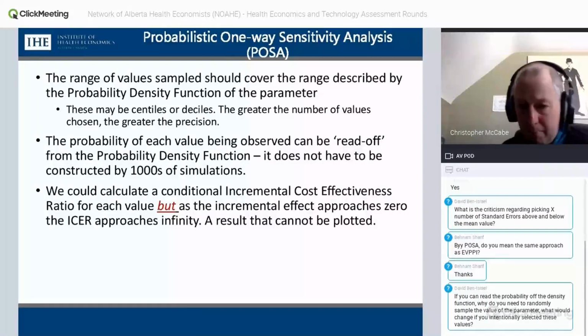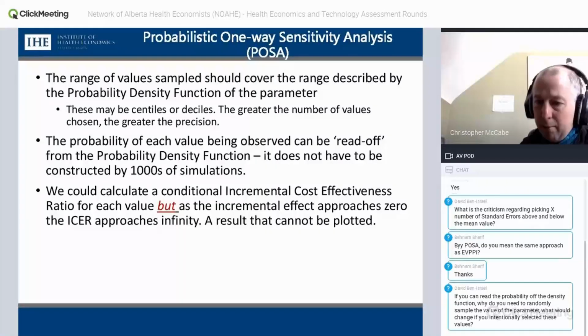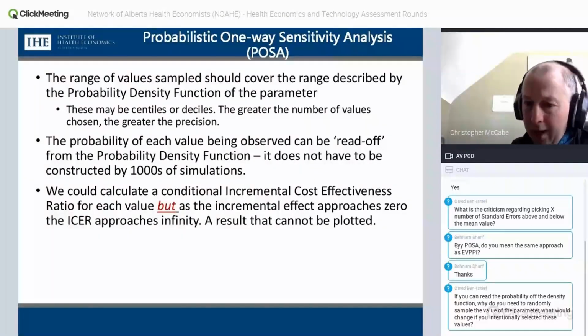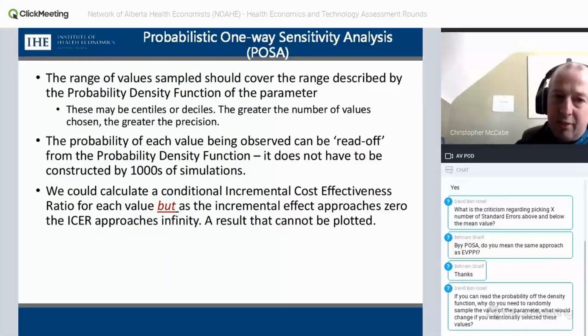So David Ben and Israel has said, if you can read the probability off the density function, why do you need to randomly sample the value of the parameter? What would you change if you intentionally selected these values? We don't randomly sample, we select them. So I use the word sample, but it's not random. I could equally, and probably with hindsight should have, said select. I think that's probably a better word.